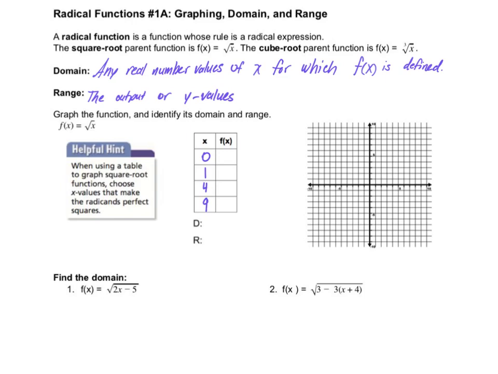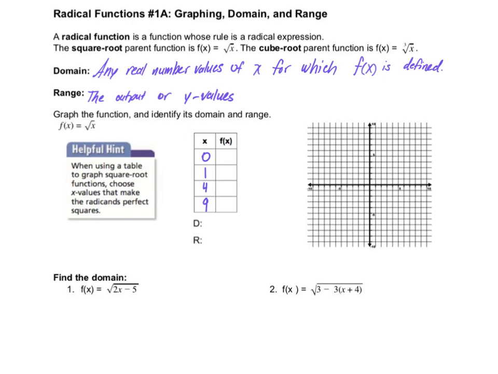So a radical function is a function whose rule is a radical expression. Basically, what we're looking at are square root functions and cube root functions. A domain is any real number value of x for which our function is defined. Another way to think of that is, what x values can you plug in and get an answer for? Those answers are the values in our range. So our range is the output values, or the y values.